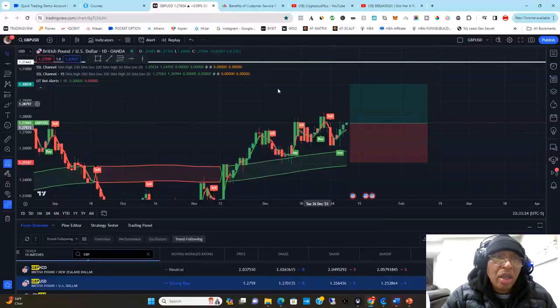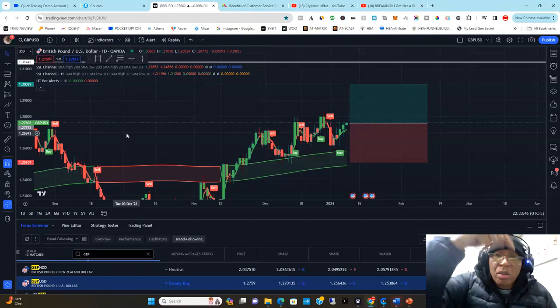You can see based on the daily candle, it's the British pound against the US dollar Forex. And we have a buy signal here based on the UT bot alerts. This is an indicator you can find here. It's a free indicator on TradingView. So if you don't have a TradingView account, go ahead and get one. The link is in the description below here.